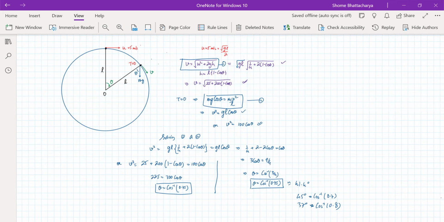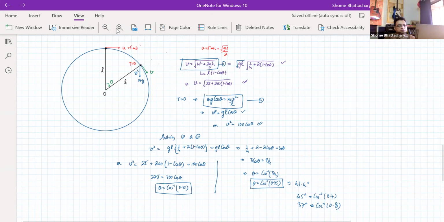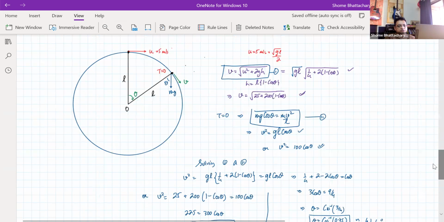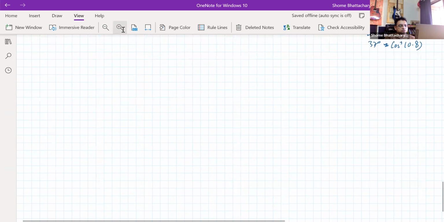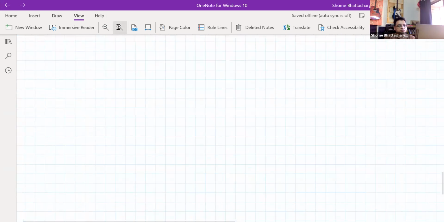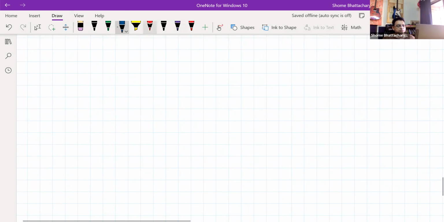Okay, let's move on to the next question now. Last time we also discussed instantaneous radius of curvature, which is a more general principle in kinematics or generally mechanics. So let's look at an interesting question involving that concept.